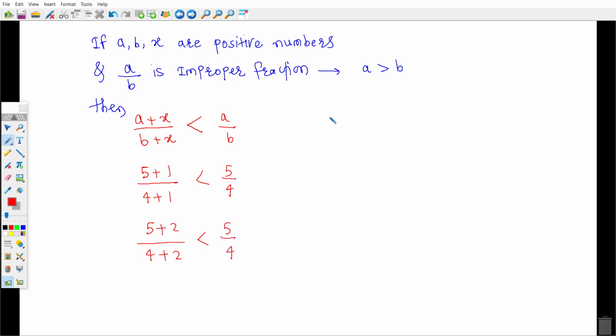On the other hand, if we subtract the same number from numerator and denominator, if the fraction is improper, the value of the newly formed fraction is always greater than the original fraction. For example, 5 minus 1 divided by 4 minus 1 is greater than 5 divided by 4. 5 minus 2 divided by 4 minus 2 is greater than 5 divided by 4.